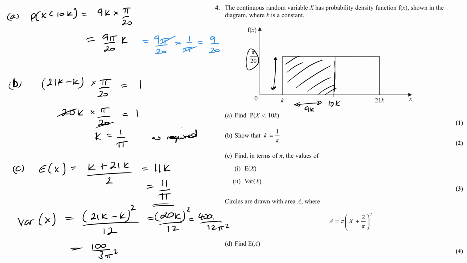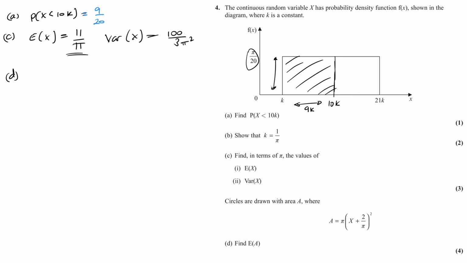So that's part C. Circles are drawn with area A where A equals that. Find E of A. Now I'll just make a little bit more room before we go any further. So this looks like a bit of a weird one. We want to find E of A, but this is just simply one of those questions where, you remember, you had like say E of 3x plus 2. So that would be 3 times E of x plus 2.